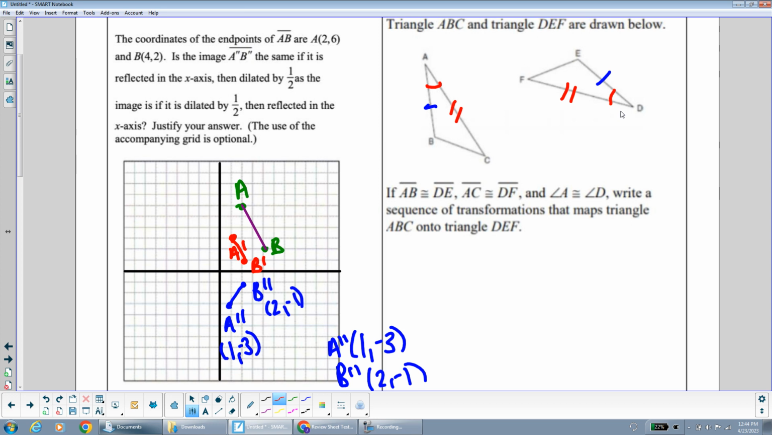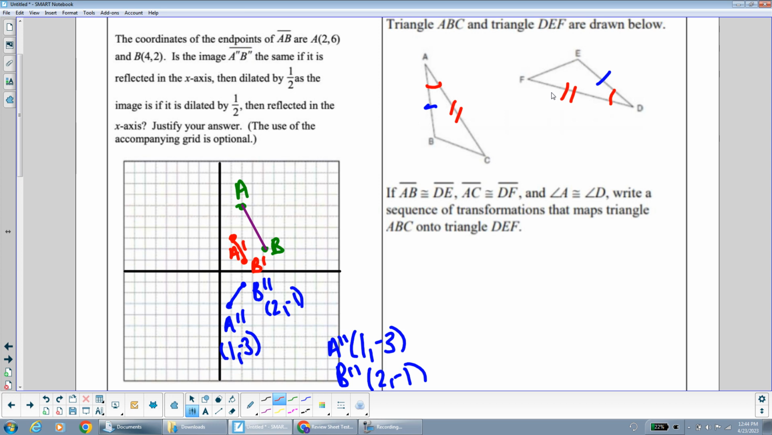And it doesn't look like the size changed. So we're not going to be doing a dilation here. That makes sense because a dilation doesn't make congruent figures, but they did tell us that the corresponding sides here would be congruent, and so would the corresponding angles. So if corresponding sides are congruent, that means that they're congruent triangles. So we know that dilations don't make congruent triangles. They're not rigid motions. So we're going to be using rigid motions here.